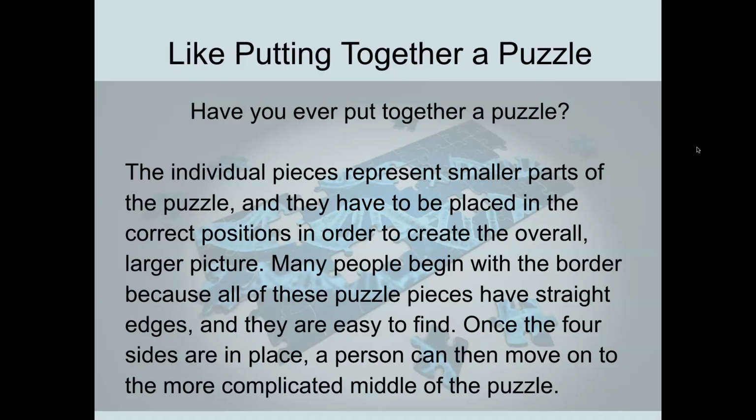Have you ever put together a puzzle? The individual pieces represent smaller parts of the puzzle, and they have to be placed in the correct positions in order to create the overall larger picture. Many people begin with the border because all of these puzzle pieces have straight edges and they are easy to find. Once the four sides are in place, a person can then move on to the more complicated middle of the puzzle.